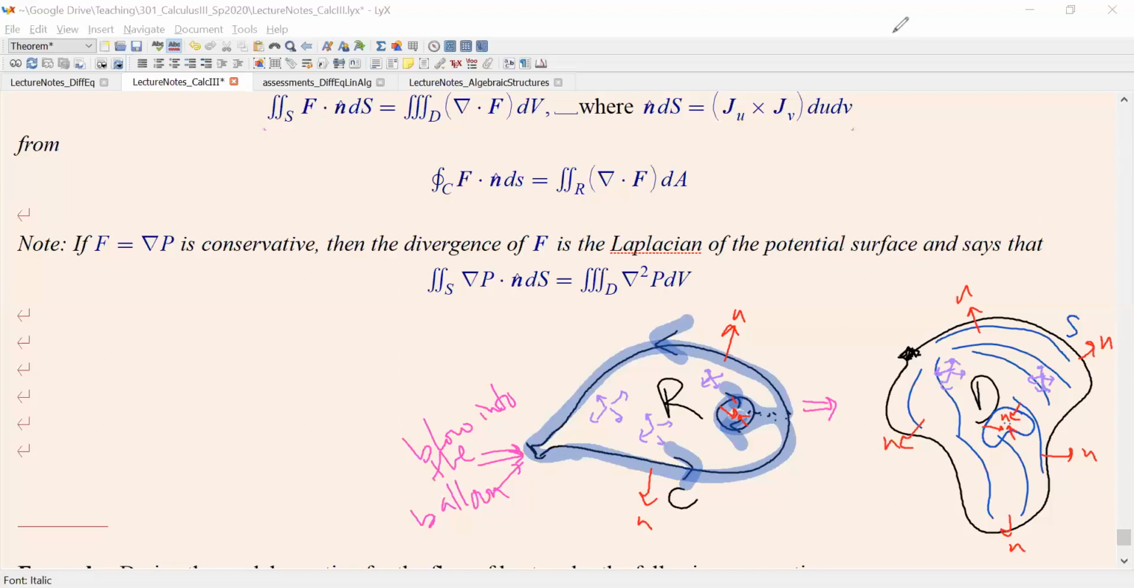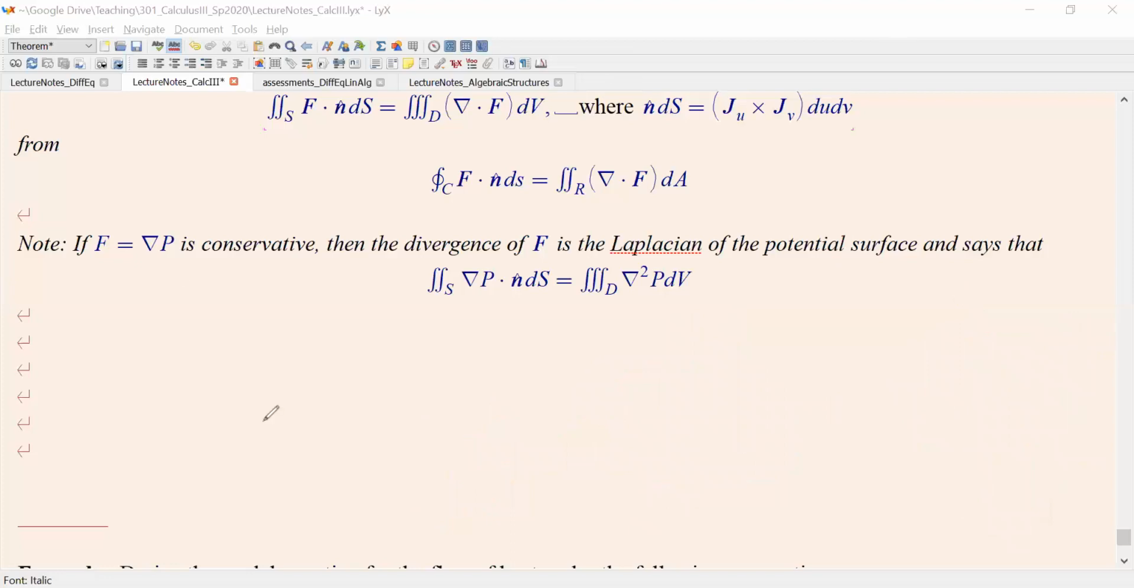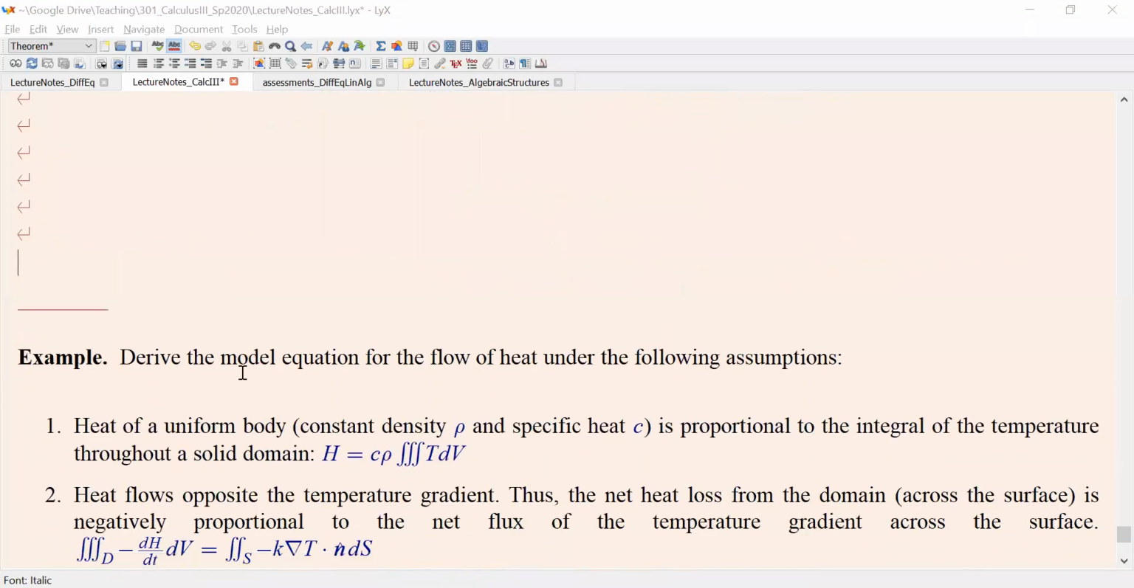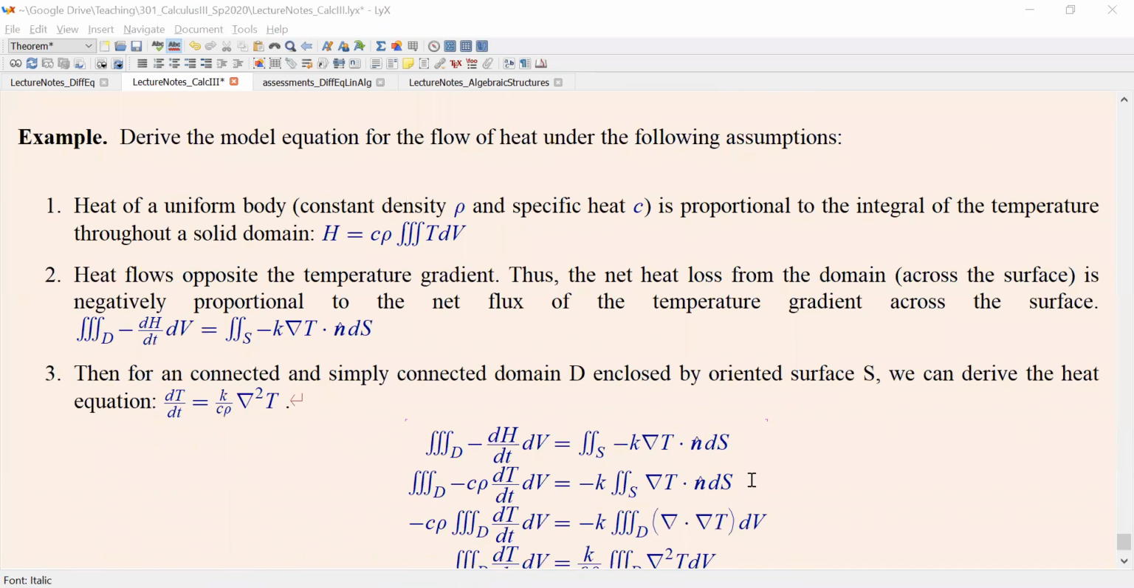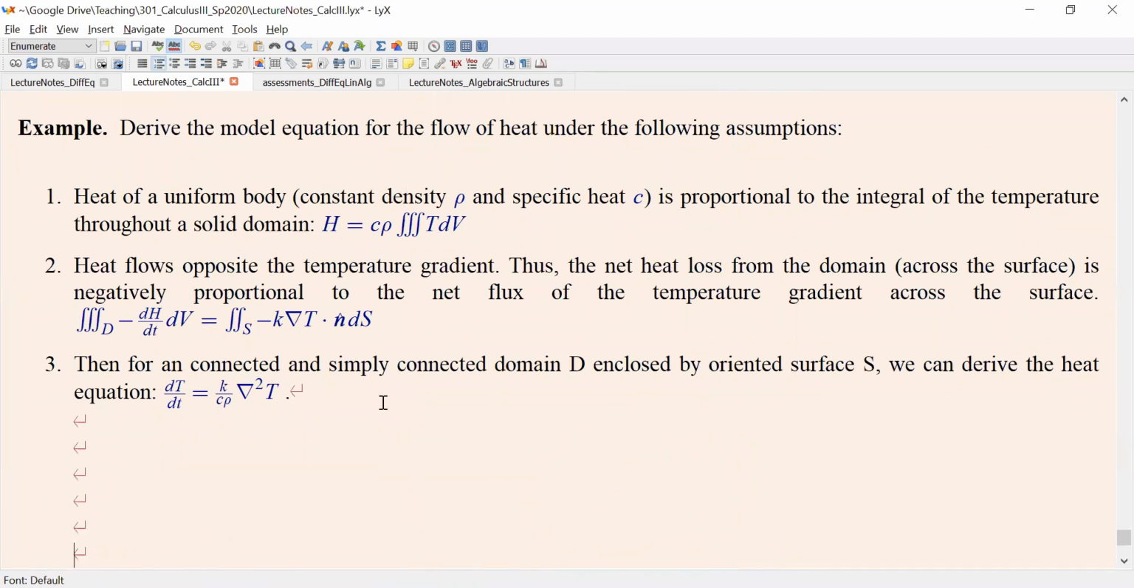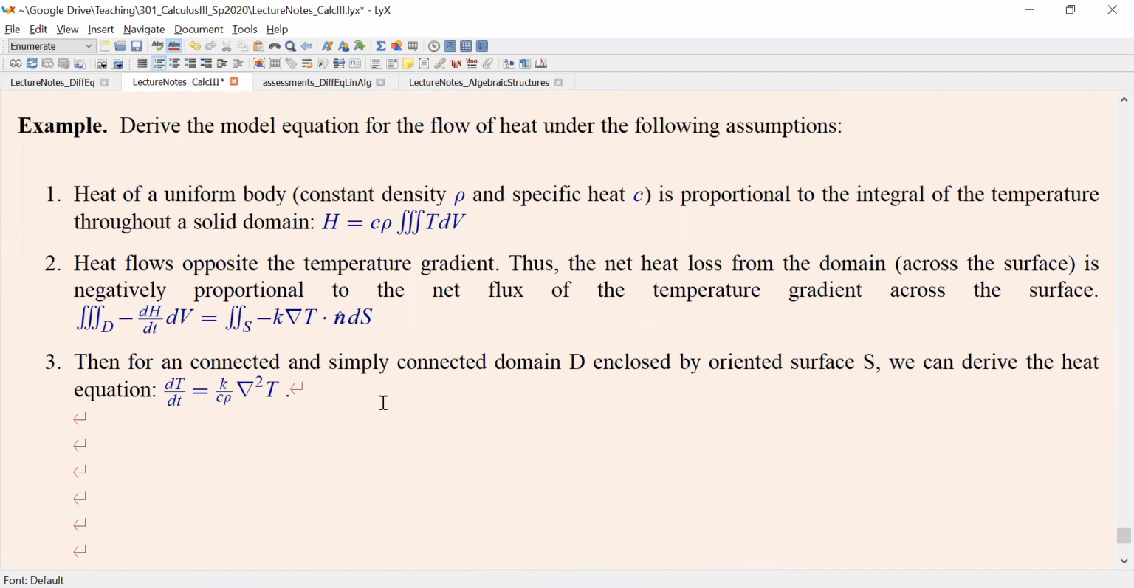So I'm going to clear my drawings, and let's scroll down to look at some of the assumptions of this model. If we want to derive the equation for the flow of heat, we first will assume that the body is uniform. We've seen that idea with a constant density rho for measuring center of mass. It's a uniform solid. We also want to think of it in terms of a constant specific heat, in terms of the material properties of that solid.